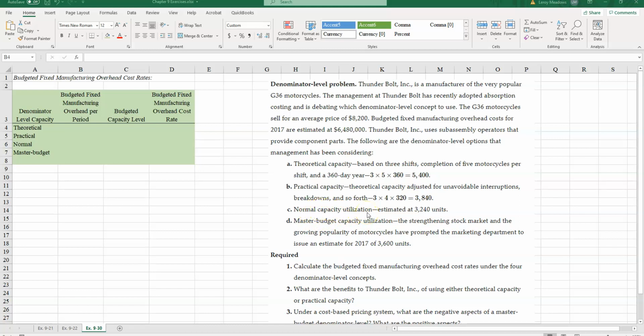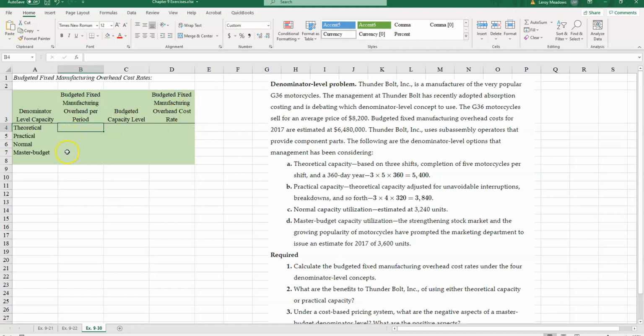Normal capacity, we talked about, that is what we expect to do over a number of different years, over a longer period of time, whereas master budget capacity is focused only on this year, and that's going to take into account, in this case, a strengthening stock market and growing popularity of motorcycles. And then the marketing department issued an estimate for 2017 that we're going to sell approximately 3,600 motorcycles.